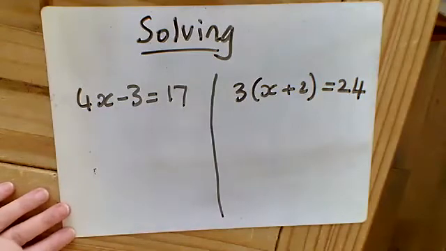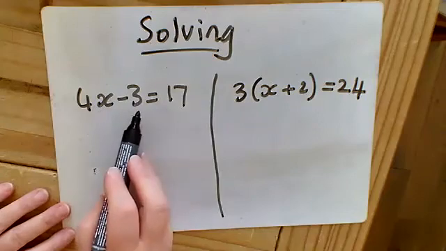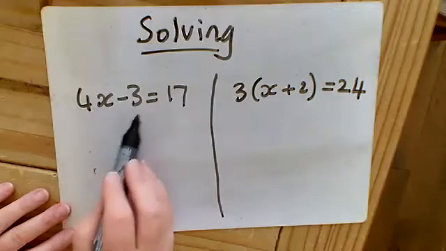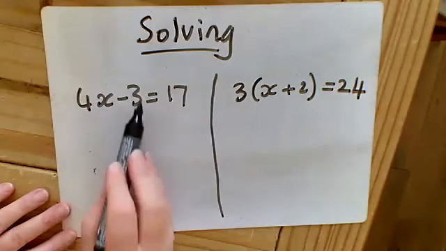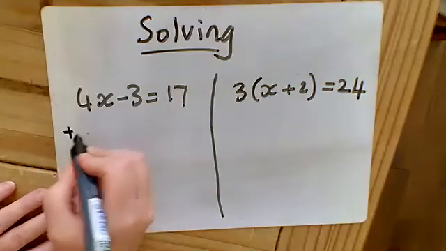So to start off with, 4x take away 3 equals 17. We're going to use BIDMAS backwards. Normally we do multiplication and then subtraction, but I'm going to reverse all of that. I'm going to deal with this subtraction first. The inverse of subtraction is to add.